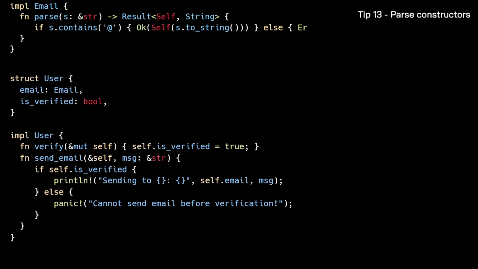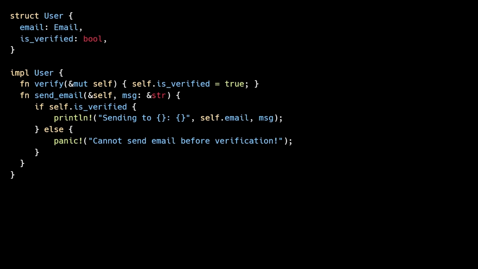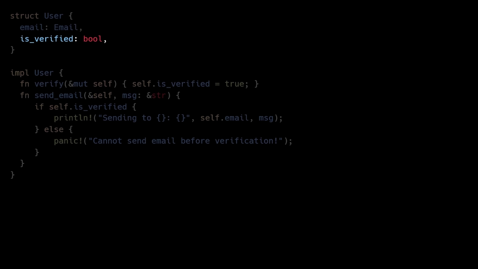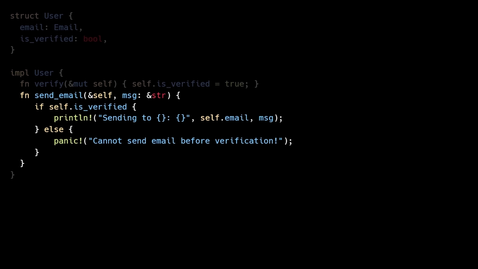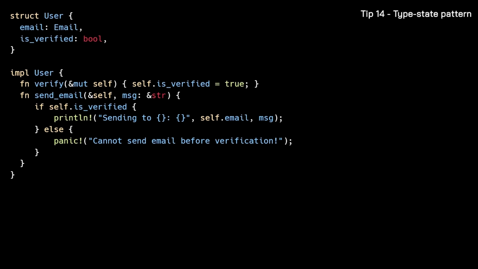Okay, so we fixed one problem. The email is now always valid, but there's still one issue left, the user's state. We are tracking state with a Boolean. Nothing stops another developer from calling the send email function with an unverified user, which is why we have to check for this case inside the function body. Instead, let's model the verified and unverified states with the type state pattern.